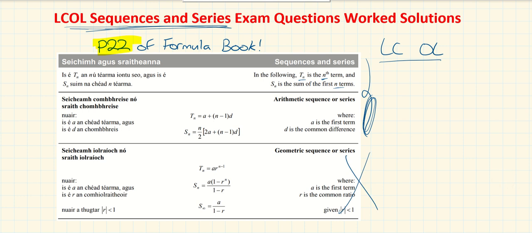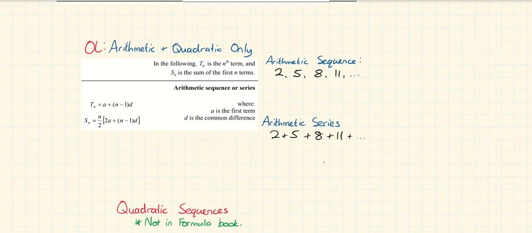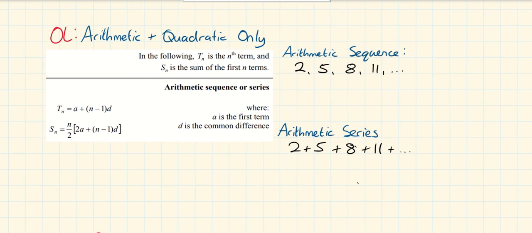So for an arithmetic series, we always have A is the first term, D is the common difference, and Tn is the nth term, and Sn is the sum of the first n terms. So we have a sequence with general term A plus (n minus 1)d, and a series with general term this one here, Sn. So just make sure you know that you can find them on page 22. Just check the index. Okay, so at ordinary level, we just need arithmetic and quadratic.